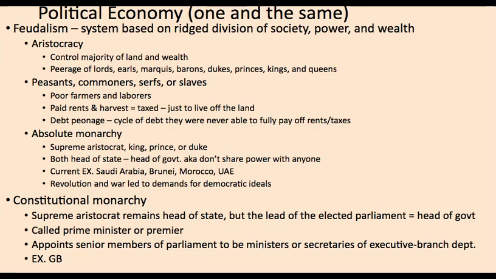Another one is constitutional monarchy. Constitutional monarchy is where there is a supreme aristocrat who remains head of the state, but they don't have the same powers. There is also an elected element, an elected parliament, and they really make the decisions. They usually have some kind of prime minister, premier, somebody who has more power than the actual king or queen. They appoint senior members of parliament to be ministers, secretaries, kind of create an executive branch like the United States. Perfect example of this is the UK. They have a constitutional monarchy and have for quite a long time.